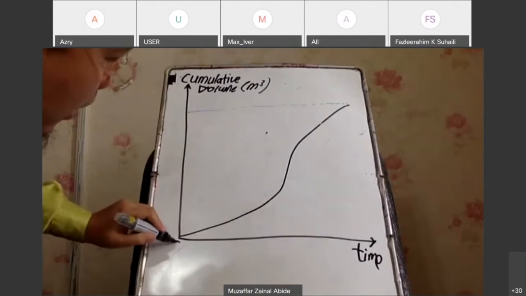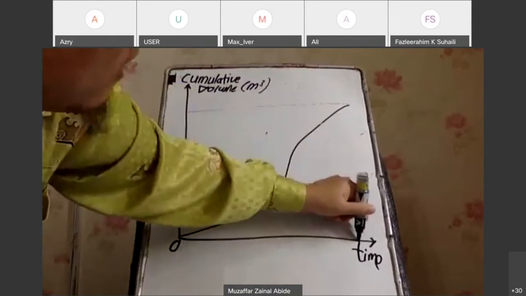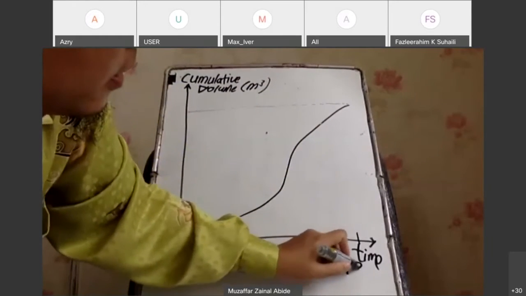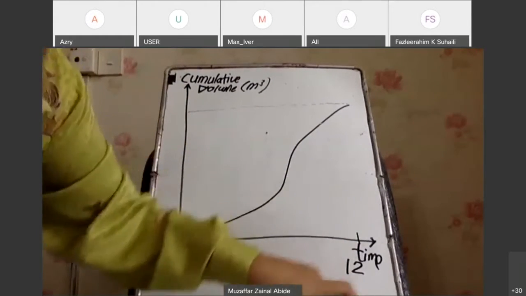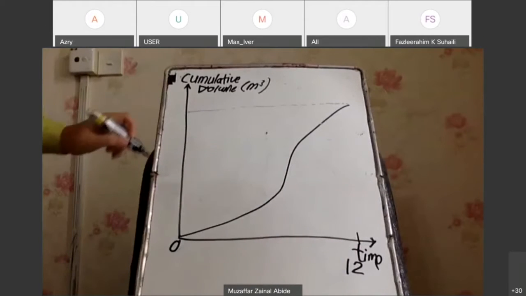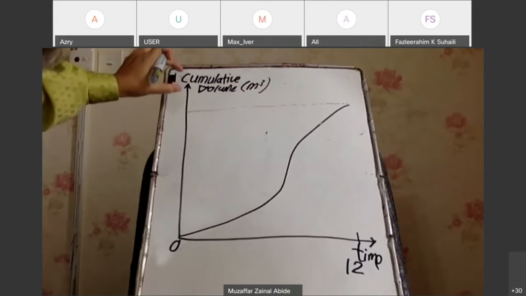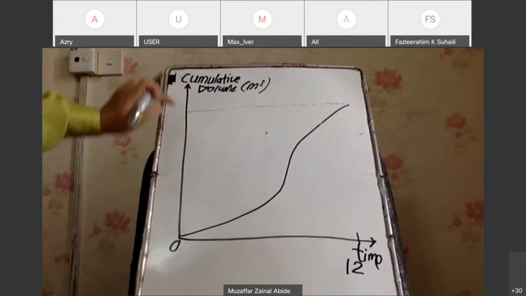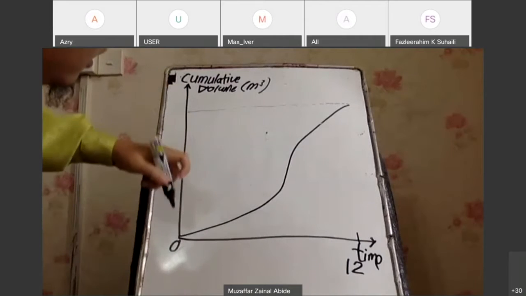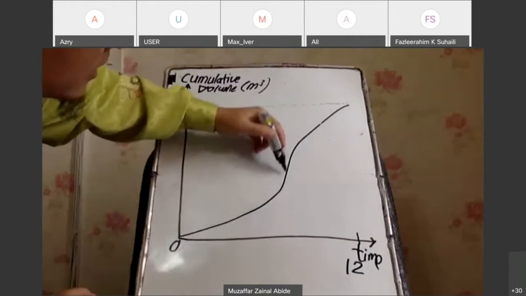We're starting with 12 o'clock at midnight until it should be at 12 o'clock, also midnight, another midnight. Basically, it's a day. Okay, so this is the first column data. And the cumulative data is at the y-axis. Okay, so if you plot the graph, the cumulative data, you will see this kind of curve.